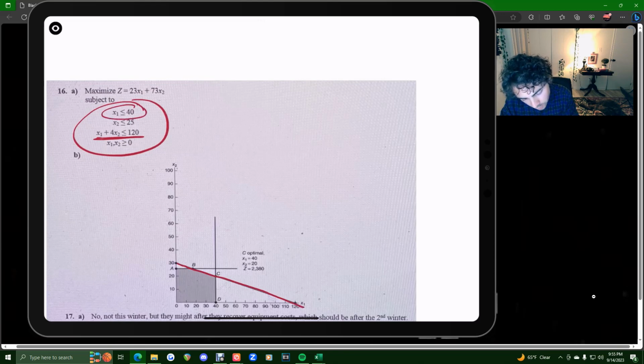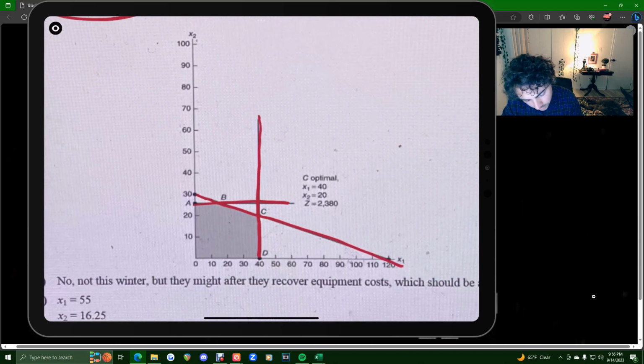And then x1 being less than or equal to 40, that's the vertical line along x1 equals 40. And then x2 less than or equal to 25 is the horizontal line. And because it's all less than or equal to, that's why everything is shaded below. And anyway, it gives us these intersection points of A, B, and C.